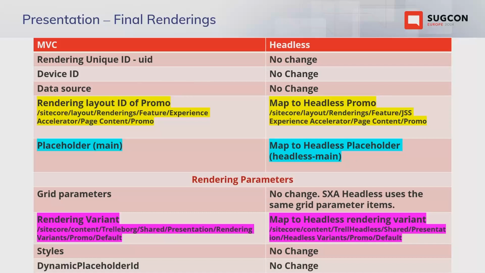If you do this and write a PowerShell script and do this change, the process is what we have seen earlier. We are iterating through each page. For each page, find out what is the rendering and find what is the mapping with the headless. Take that ID, replace it with the headless ID, and then save it.